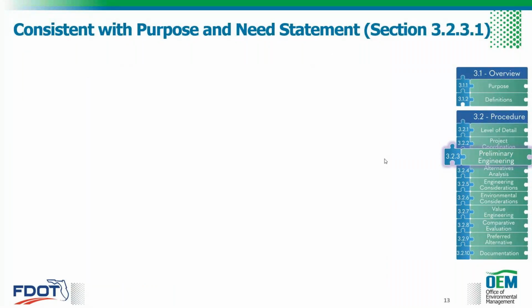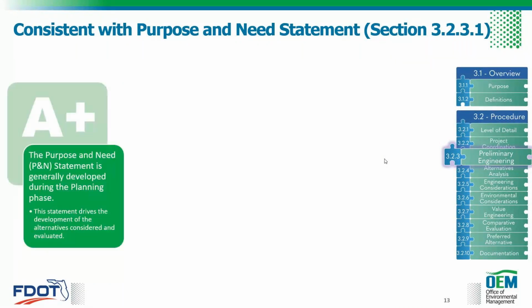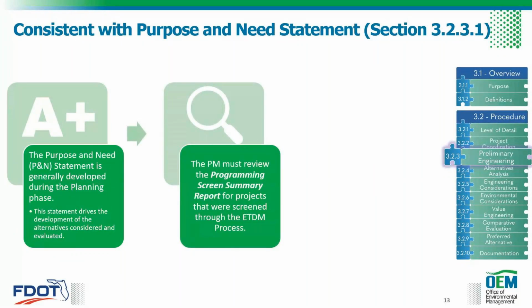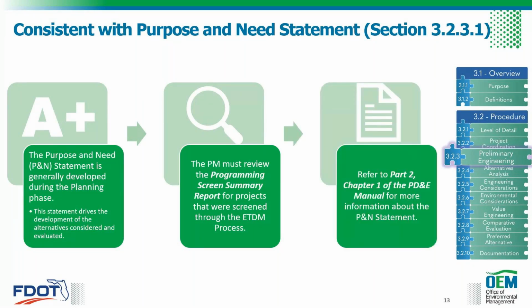So first up is the purpose and need. As you can see here, the purpose and need statement is generally developed during the planning phase. This statement drives the development of the alternatives considered and evaluated. Next up, the PM must review the programming screen summary report for projects that were screened through the ETDM process. That is a really great source of information for the project manager to review any of the information that's previously been gathered on the project. If your project needs to make some changes to the purpose and needs statement, or if one was not developed, if your project didn't go through a planning phase, highly suggest you take a look at Part 2, Chapter 1 of the PD&E Manual for more information about the purpose and needs statement.